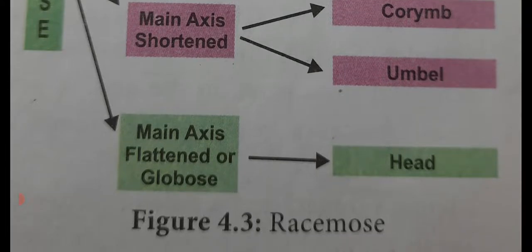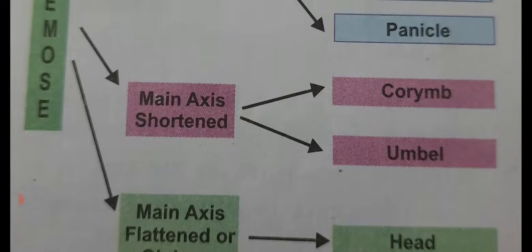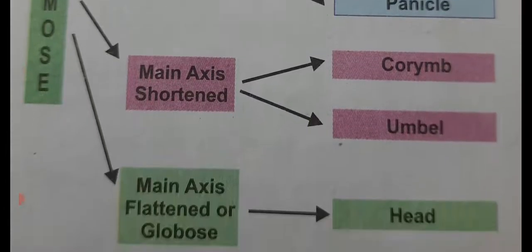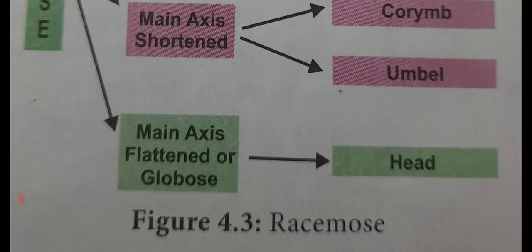Next one, main axis flattened. It's not shorter or lengthier. It looks like a disc shape or a plate shape or globose. Under this topic, there is only one type, that is head inflorescence. So dear students, the flow chart of racemose inflorescence is a very, very important 3-mark question. Kindly note it down in your textbook.